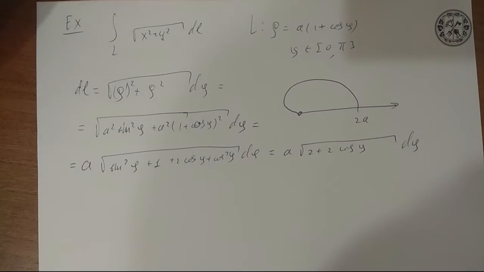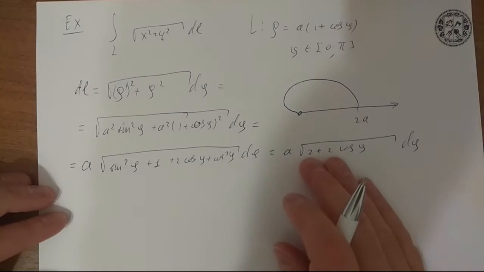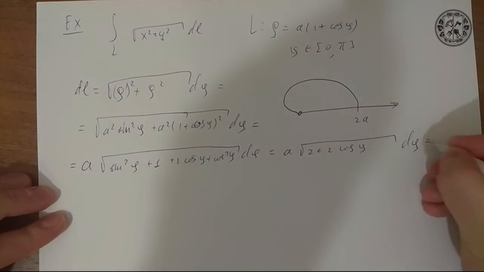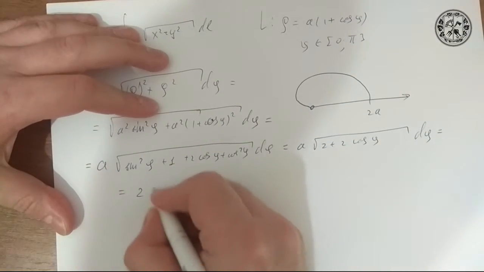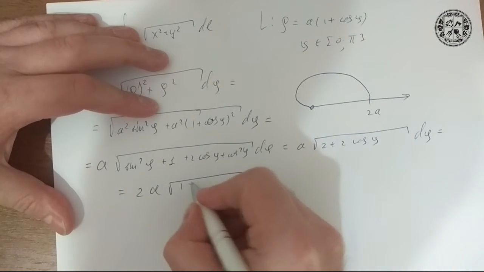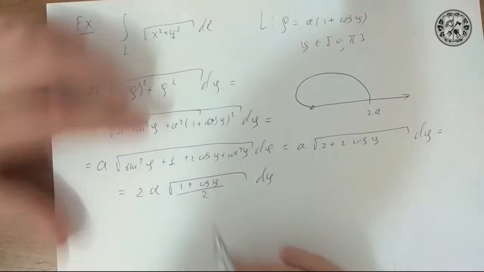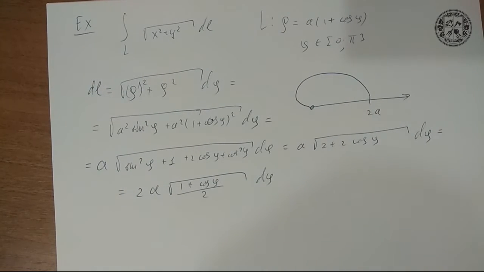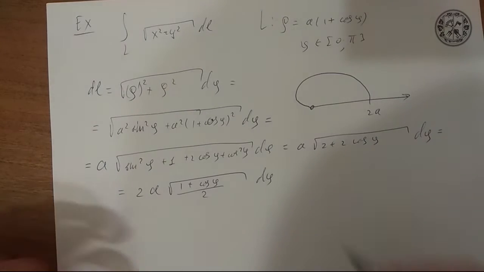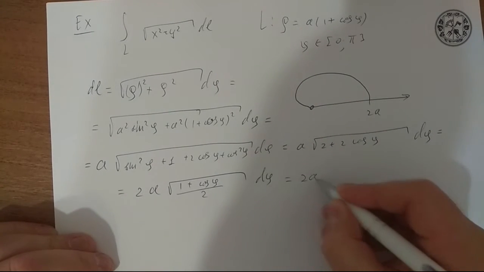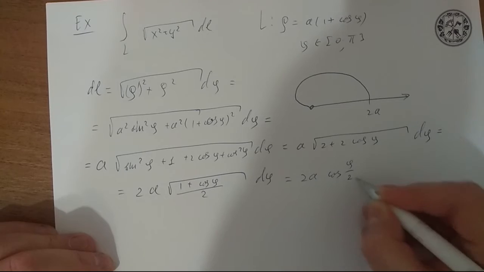Now, we have to somehow deal with this root. To do this, we have to move out 4 out of this root. We'll get 2a square root of 1 plus cosinus phi over 2 d phi, and this expression is the same as cosinus square phi over 2, so we'll be getting 2a cosinus phi over 2 d phi.